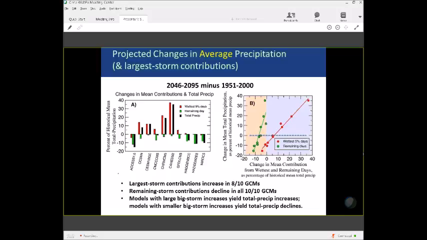What both of those slides are basically saying is that the way our precipitation in current models will change into the future is pretty much dictated by what happens to those largest storms, and it parallels what happens to those largest storms.